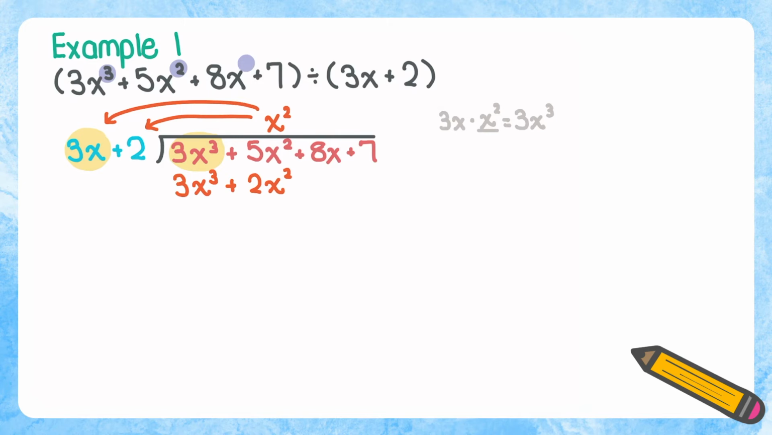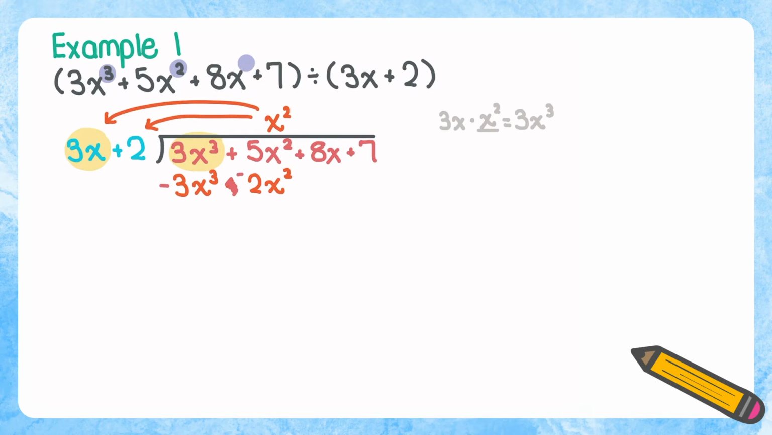Next, similar to when we're doing long division with numbers, we're going to subtract this part. So we're going to subtract both terms. But the easiest thing to do here is just to flip the signs. So instead of a positive 3x cubed, we have a negative 3x cubed. And instead of a positive 2x squared, we get a negative 2x squared.